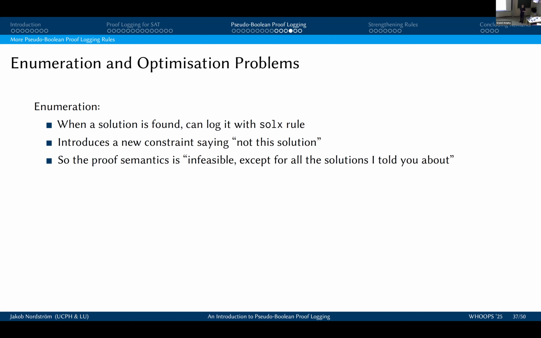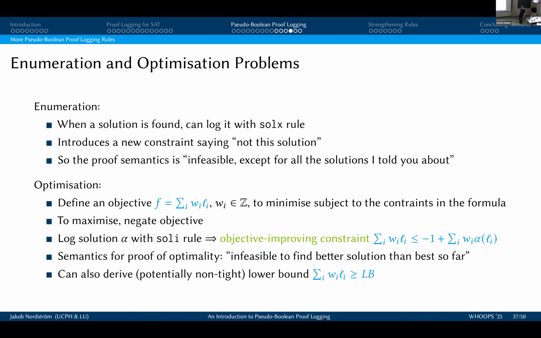And if you do this and finally derive contradiction, then the semantics of this is, well, the sol x rules have told me about all solutions, except for that, there are no other solutions.